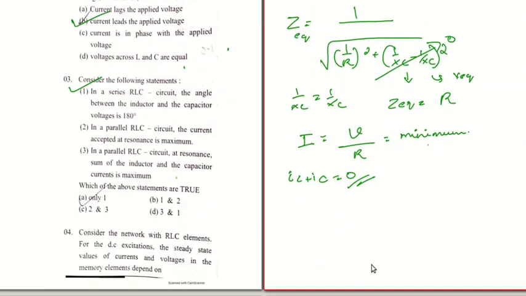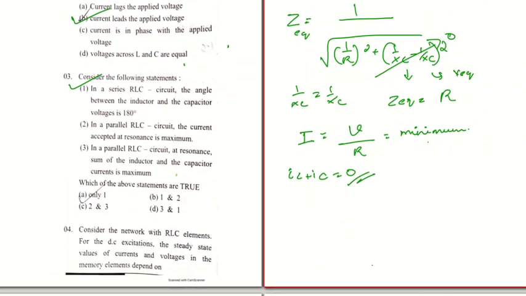Let's move on to the next question. That means the only thing that is true here is statement 1. So the option is A. Now let's move on to the next question.